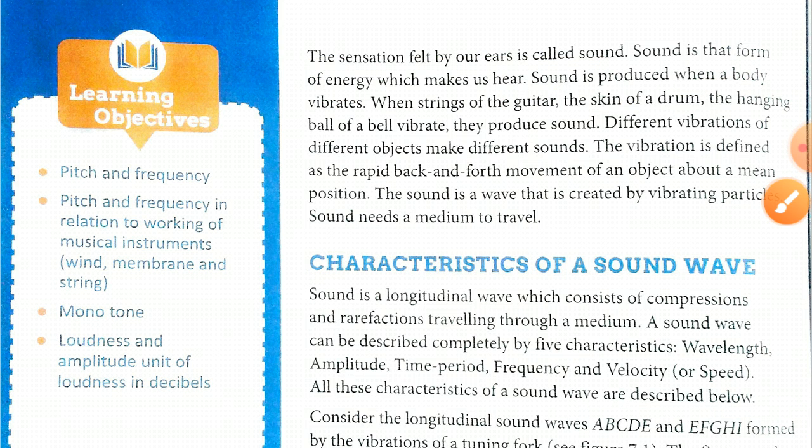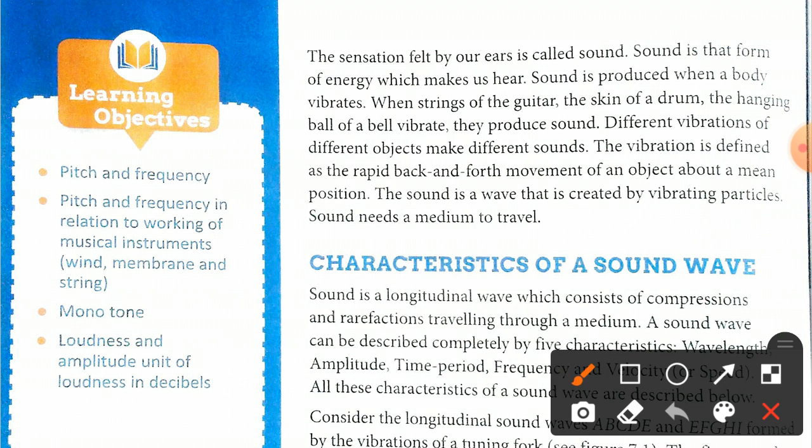From where is sound produced? Suppose that a sound wave is traveling in a medium. What is a medium? Medium is air, water and glass. You can say it is that through which sound is propagating. So when the particles of the medium vibrate, we hear sound, like when the string of a guitar, the skin of a drum, or the hanging ball of a bell vibrates, they produce sound. Clear? Different vibrations of different objects make different sounds.